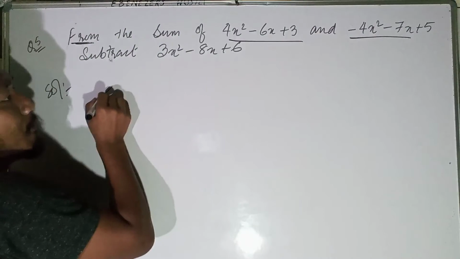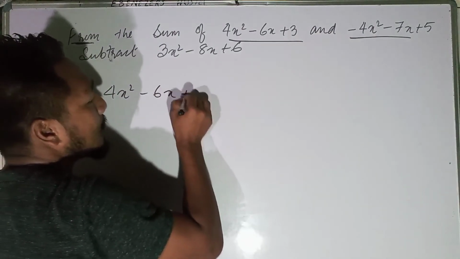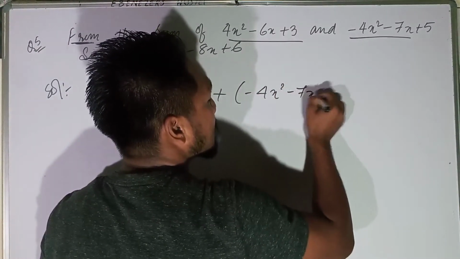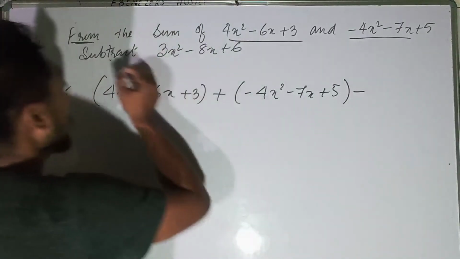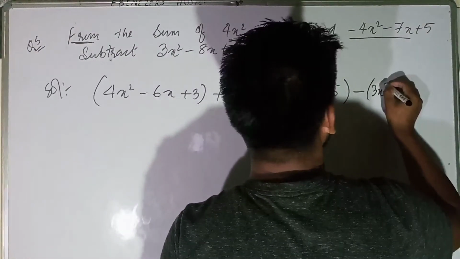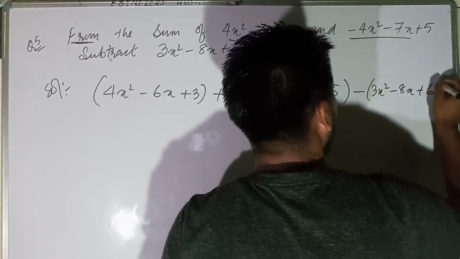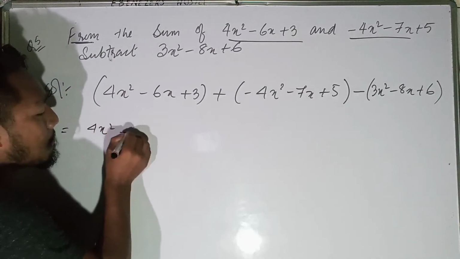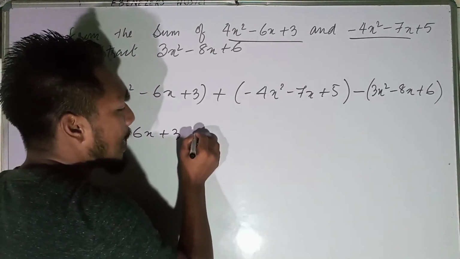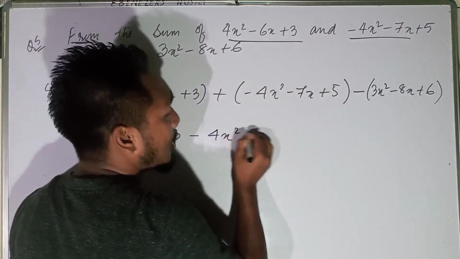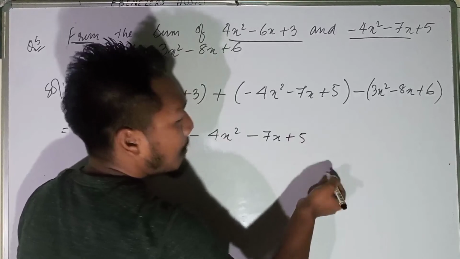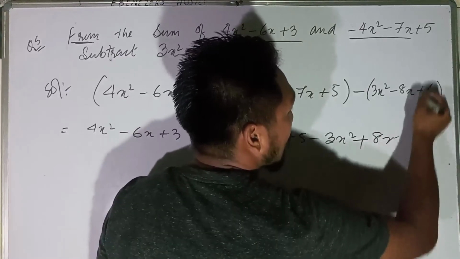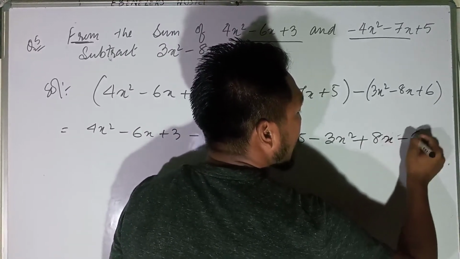So what is it? 4x squared minus 6x plus 3, bracket close, plus, minus 4x squared minus 7x plus 5. Then subtract by whom? Subtract 3x squared minus 8x plus 6. So this is how we will subtract it. Now open up the bracket. 4x squared minus 6x plus 3: plus is there, so no sign will be changed. Minus 7x plus 5, but minus is here, so whatever the sign is there it will get changed, and plus 8x will become minus.